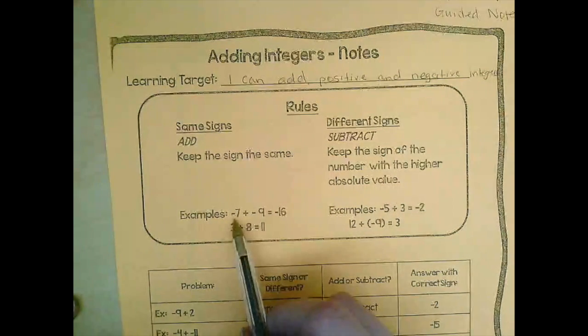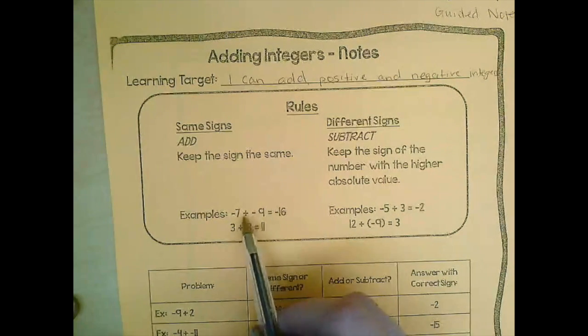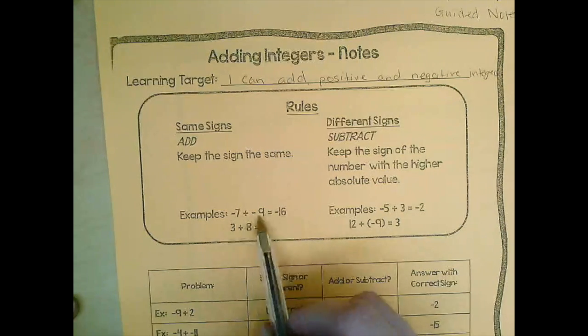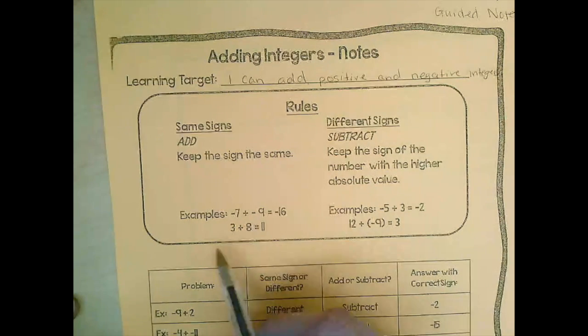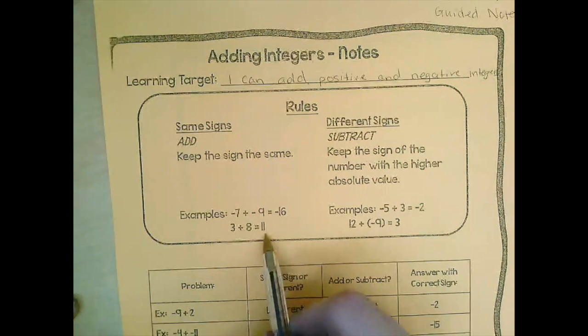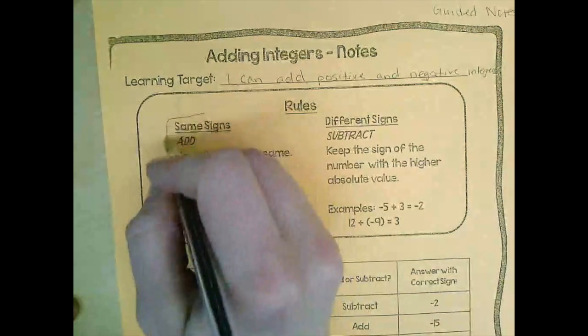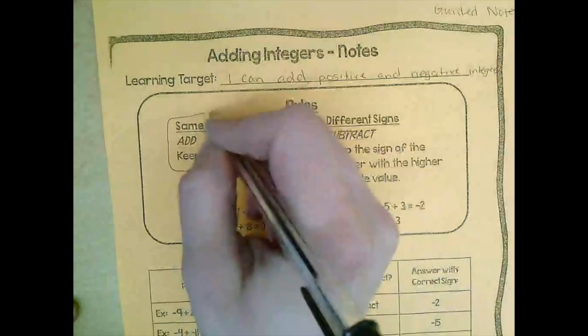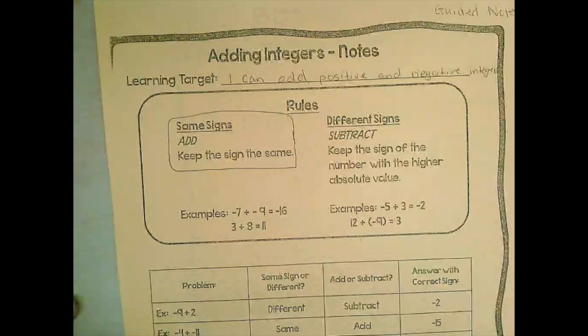So in our example here, we have negative 7 plus negative 9, so 7 plus 9 is 16, and they're both negative, so it's going to stay negative. Or down here, we have 3 plus 8, which is 11, and since they're both positive, it's going to stay positive. So we have here that we're going to have the same signs. We're going to add and keep that sign.